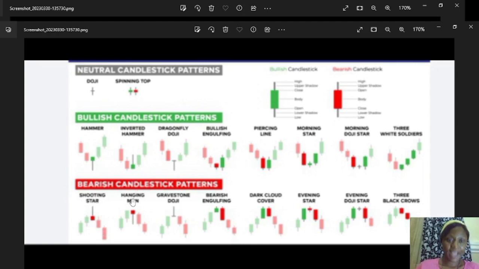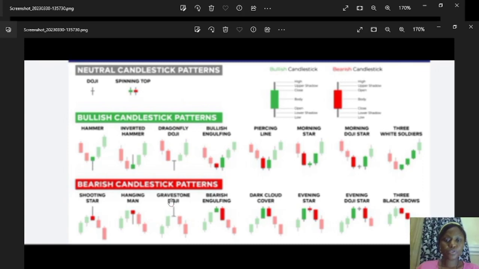Here we have the hanging man. The hanging man always sits at the resistance area of the market. So once the hanging man is forming in a bullish trend, it shows that the market wants to change to a bearish market. And you see here, the hanging man and the hammer want to look alike, but the difference is that the hanging man is red and the hammer is green.